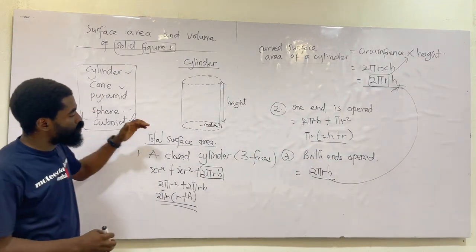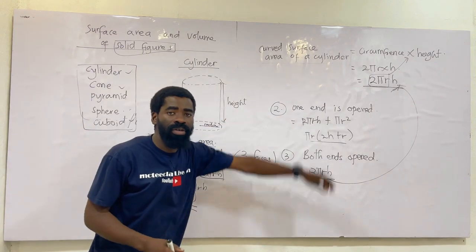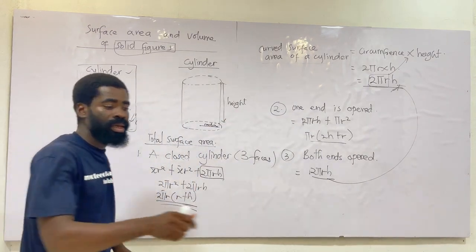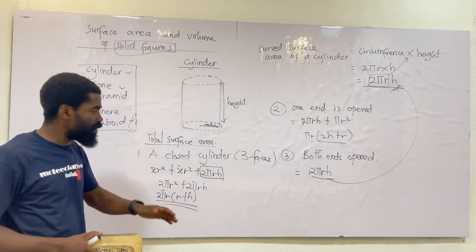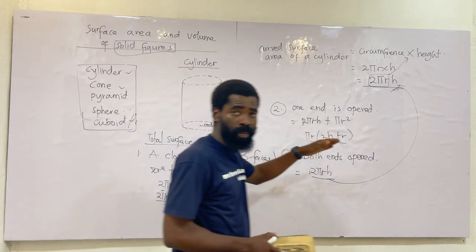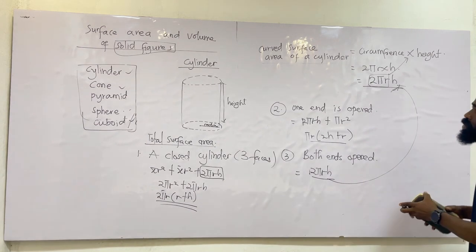This is how to find the total surface area of a cylinder. I hope you understand what I'm saying here. So take your time and go through it until you understand. Don't change the formula, understand what is going on and you will be fine. Okay? So let's go on.